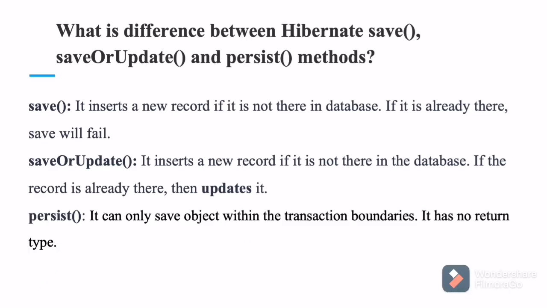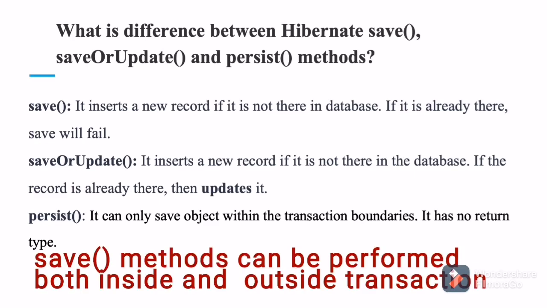Then the persist method. This persist can be done only within the transaction boundaries. It has no return type, whereas save can be used outside a transaction also.